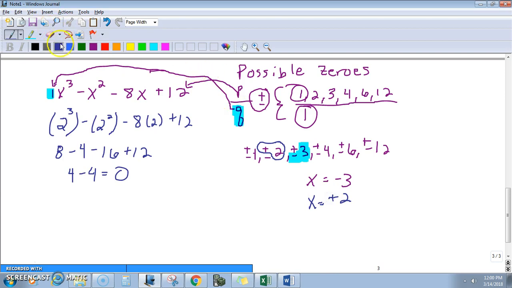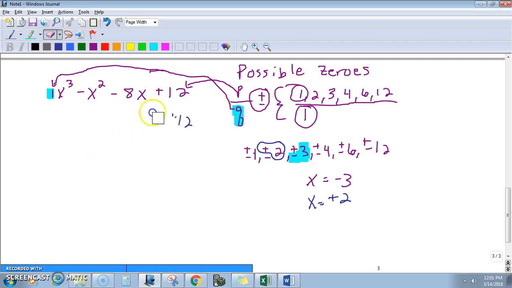But for now, I'm going to erase everything here, and we're going to do the long division in order to find that last 0 now. Okay, so I know negative 3. Let's stick with what I knew originally. I know negative 3 is a 0, which means that the factor is x minus negative 3, which is just x plus 3. So that's going to be my divisor.